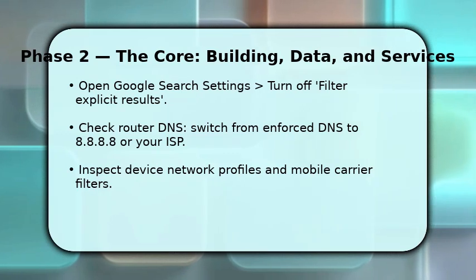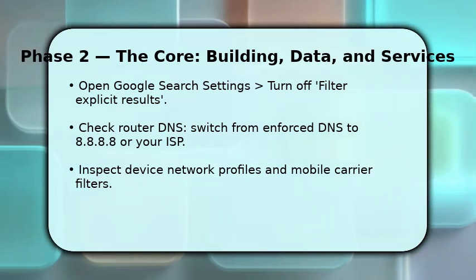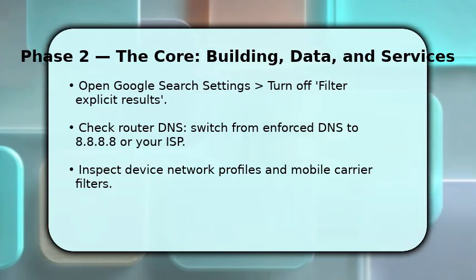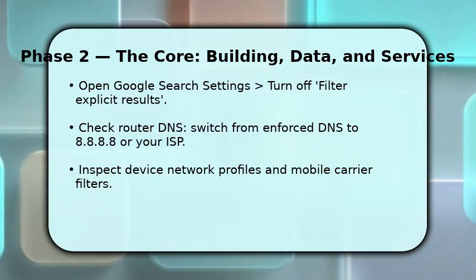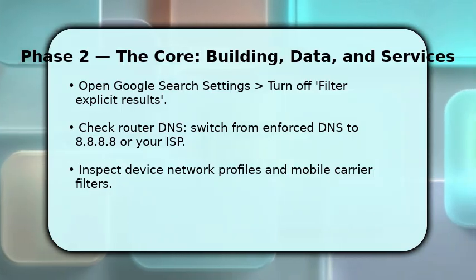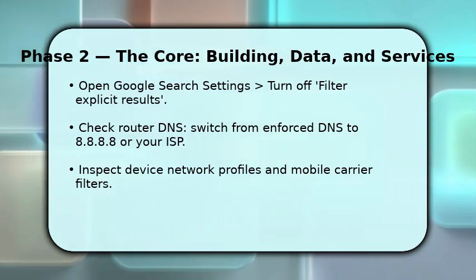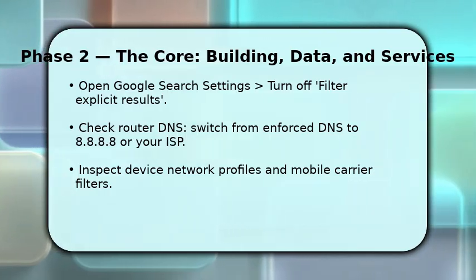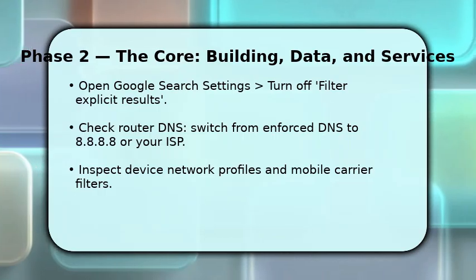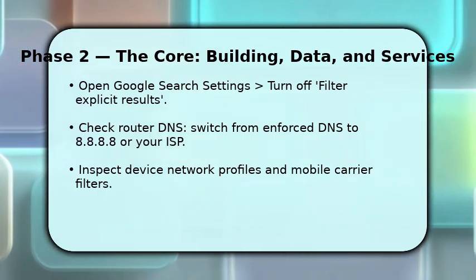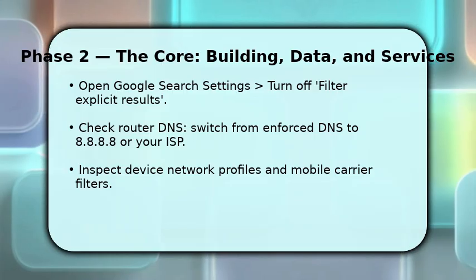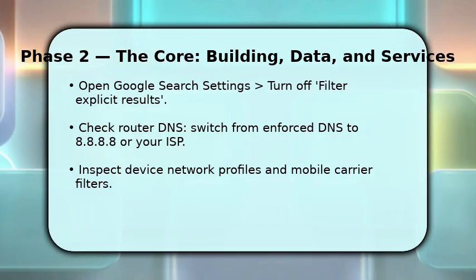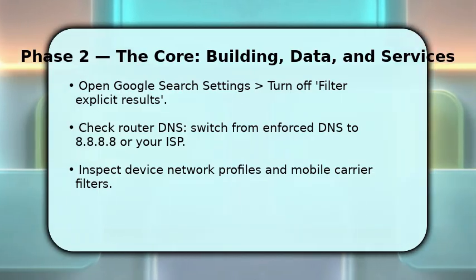Next, you change the actual search and network controls because SafeSearch can be applied by search engines, DNS, or carriers. Go to Google search settings and toggle off Filter Explicit Results, then save. If that fails, check your router's DNS and temporarily switch to 8.8.8.8 to bypass family filters. Make sure you know why. Some routers enforce filters at the network level. Also review mobile carrier or ISP filtering in account dashboards. Once changed, test search again to confirm it's lifted.